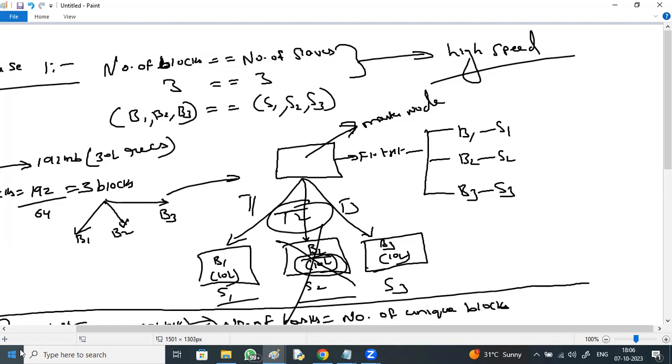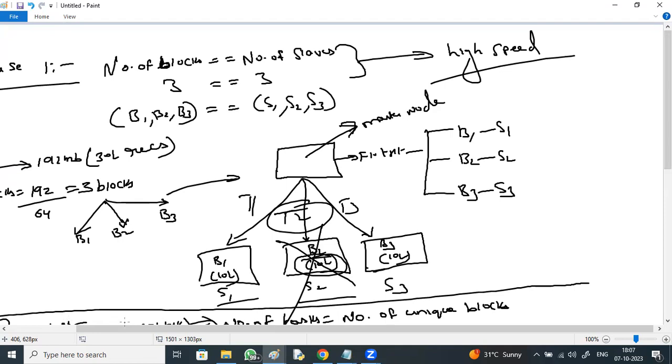Fine. Understood all these 3 cases, everyone? Any queries in this? If more slaves, more speed. If fewer slaves, less speed. If only one slave, no parallel processing at all, right?